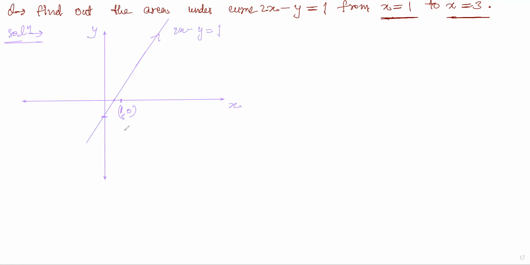We need to find out the area under this curve, which we can find by integrating it. But we have been told the limits from x equals 1 to x equals 3. So this is x equals 1. Let's say this is x equals 3. We need to find out this area. To find the area under any curve, you just need to integrate it. We have already discussed that. So tell me the area of this shaded portion. This is the area which we are trying to find out.